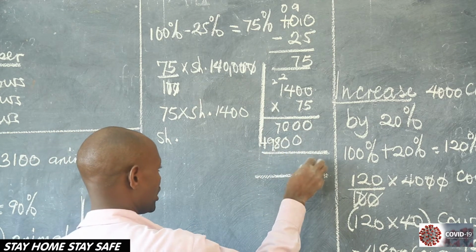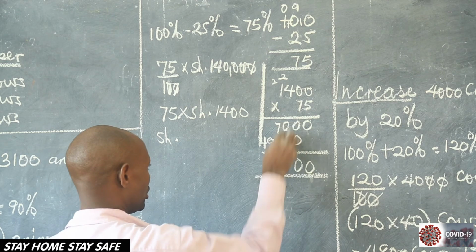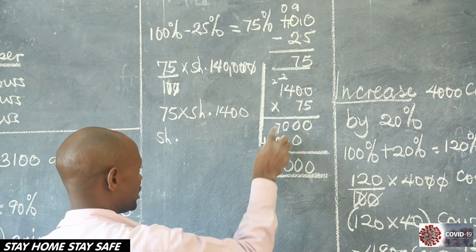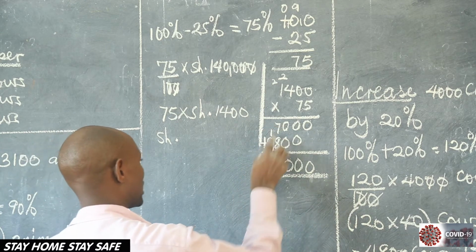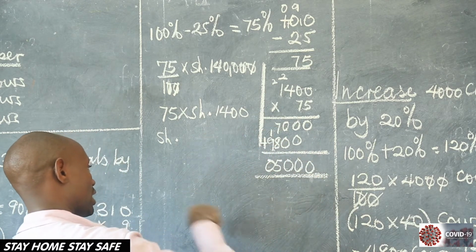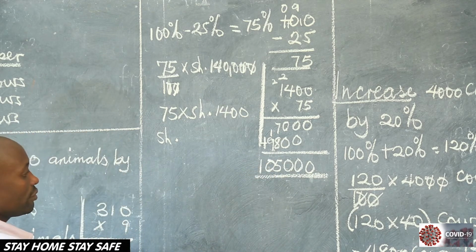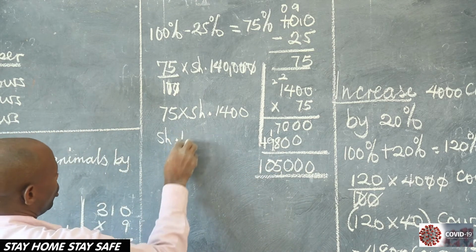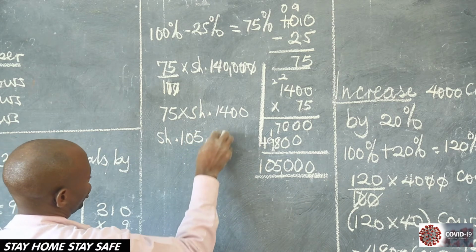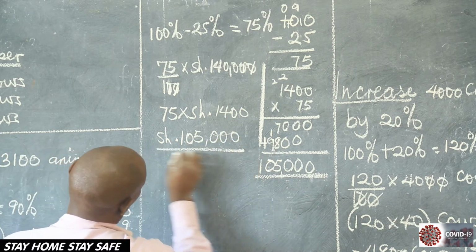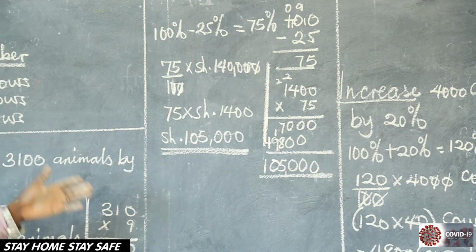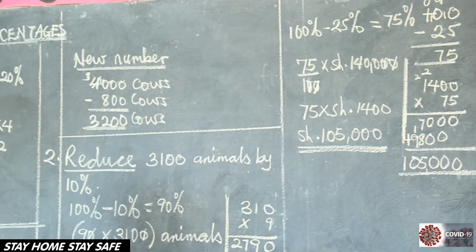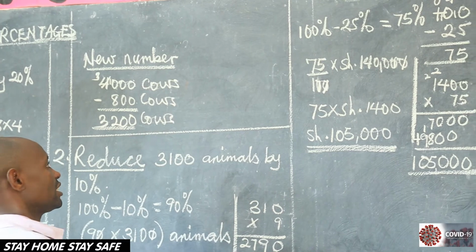So what we have here is 0, here, 0, here, 0, here. 7 plus 8, we get 15. We carry 1. 1 plus 9, we get 10. Then we carry a 1. So for this case, we are going to have 105,000 shillings. So it means when his salary was deducted, he ended up getting 105,000 shillings. Lastly, one last example.